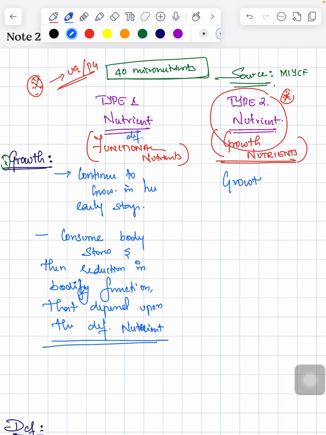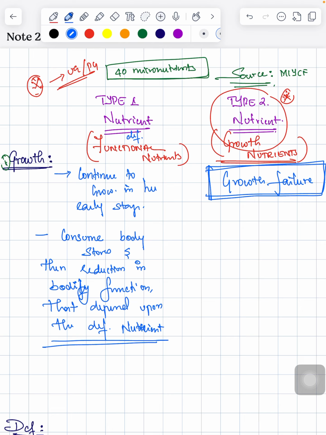Whenever there is a deficiency of type 2 nutrients, whether it is zinc, selenium, magnesium, or anything else, the child's body will react. How will it react? The body will take up the stores from the muscles, whatever nutrient is deficient, such as selenium or zinc. So the baby's body will eat its own body, like how in cancer the cells will eat up your own cells. With a growth nutrient deficiency, the body will eat upon its own body. So the body will extract the nutrients from the muscles, and the baby will stop growing.